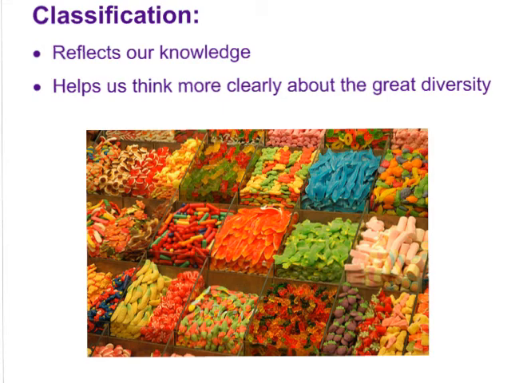So classification is an important aspect of biology, or of anything really. It helps us to see what we know. It reflects our knowledge about things and about the different things we're classifying. It also helps us to think more clearly about the great diversity that we have in front of us.